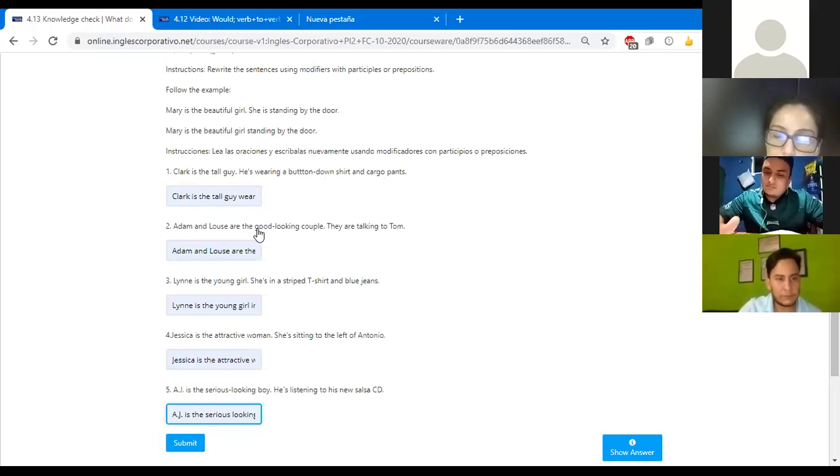Okay, la segunda. Adam and Laos are the good-looking couple. They are talking to Tom. Adam and Laos are the good-looking couple talking to Tom. Okay, so it's the same. You can use the two and no problem. Okay? Okay. Ok, esto es como decir dos formas diferentes de decir lo mismo. Ok, one probably more fluent, the other one sounds just a little bit longer. Ok.